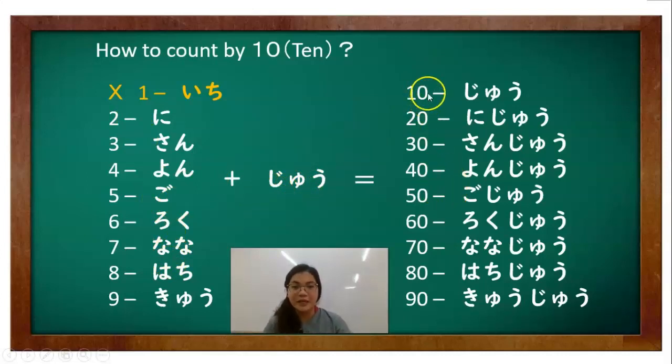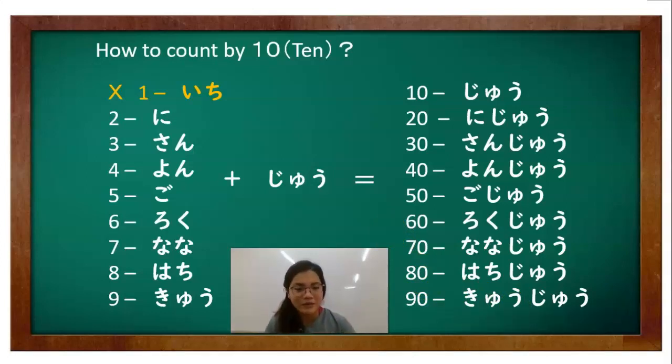So that would be like this. Okay, so let's review from 10 to 90. Ju, niju, sanju, yonju, goju, rokuju, nanaju, hachiju, kyuju. Okay, so now you already know how to count from 1 to 10 and how to count by 10.